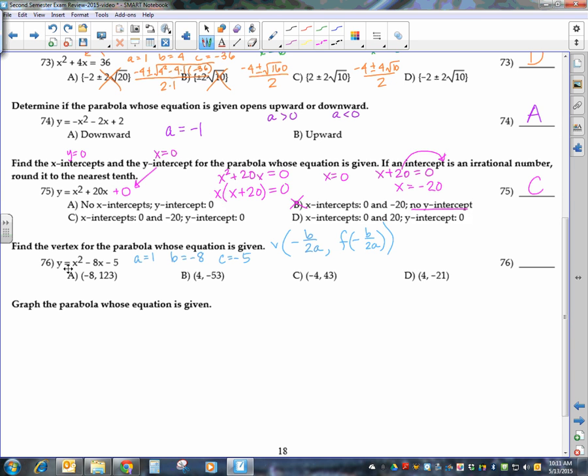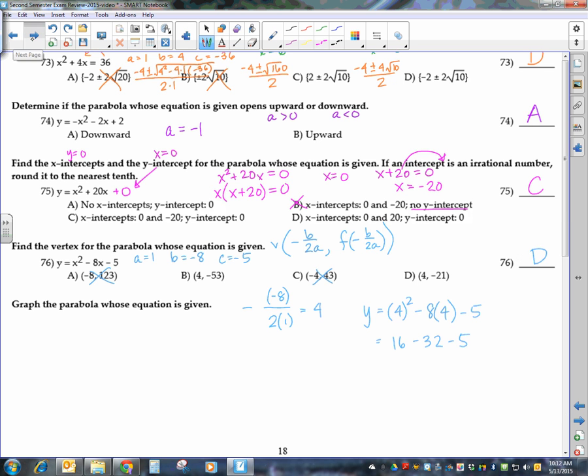So I need to find -b over 2a. Negative b is -8 over 2 times a. Two negatives give me a positive. 8 divided by 2 is 4. So I know I have a 4, so I can cross out A and C. And now I have to plug in 4. So y equals 4 squared minus 8 times 4 minus 5. That gives me 16 minus 32 minus 5, which is going to be D, -21.